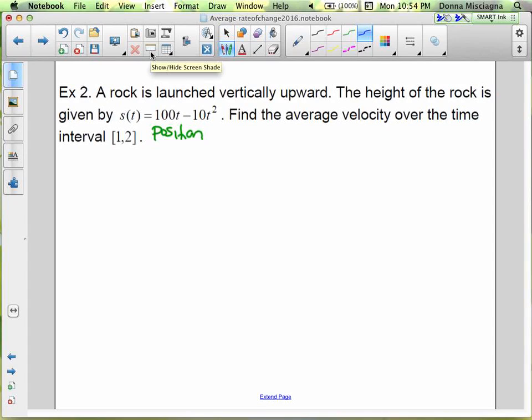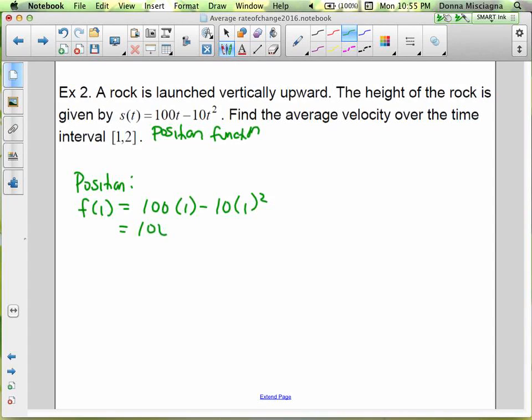So our rock is launched vertically upward. The height of the rock is given by s of t equals 100t minus 10t squared. Find the average velocity over the time interval of 1, 2. This is our position function right here. We're going to find the position at 2 different times. At 1 second, that would be 100 times 1 minus 10 times 1 squared, which gives us 100 minus 10, or 90.